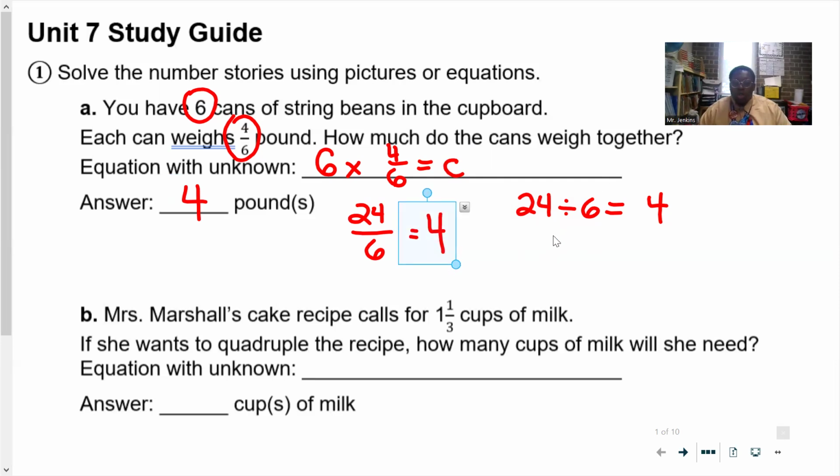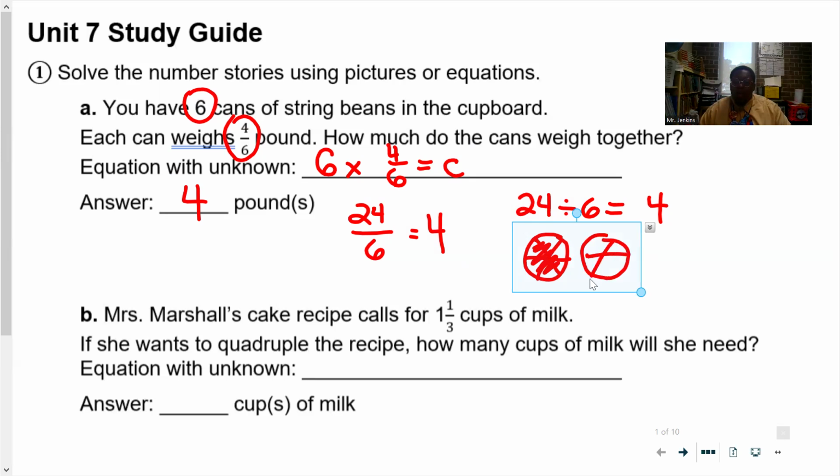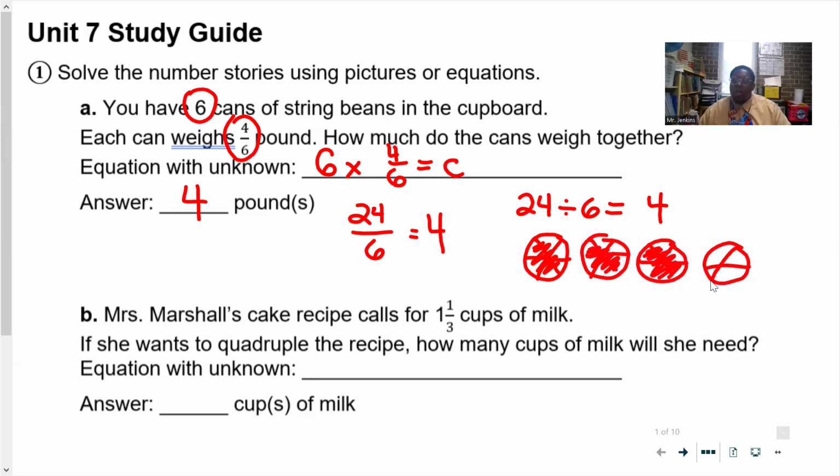Now, if you wanted to draw it out, I would just draw out my 6/6 shaded in. I need another 6/6. That is now 12/6. I'm going to do another group of 6/6 shaded in. That is 18/6. And then I'm going to do one more shaded in. And I now have 24/6.